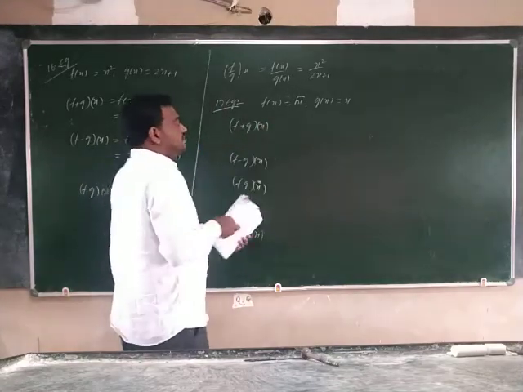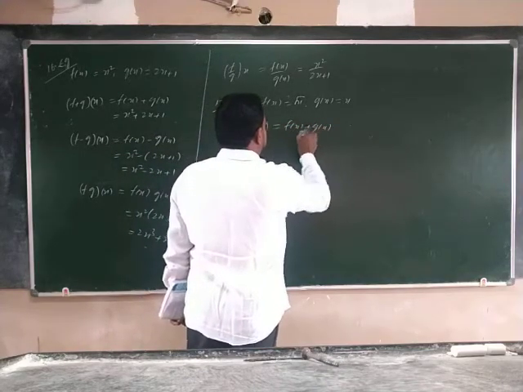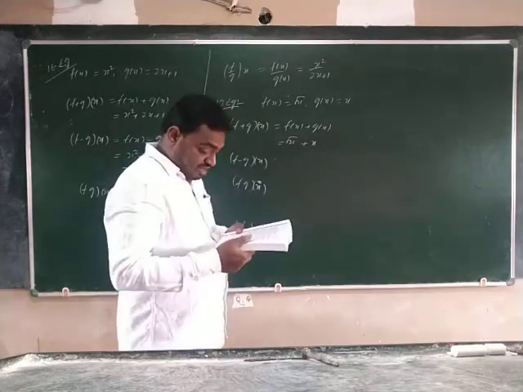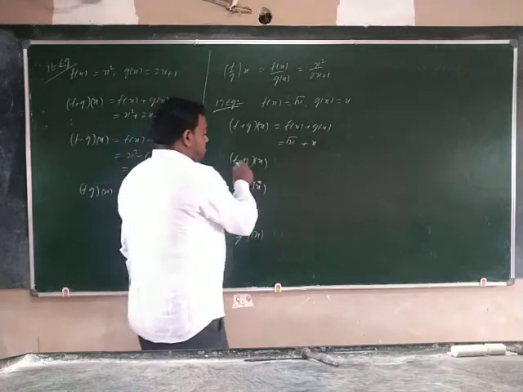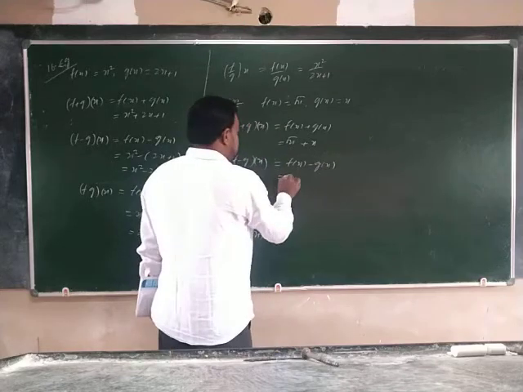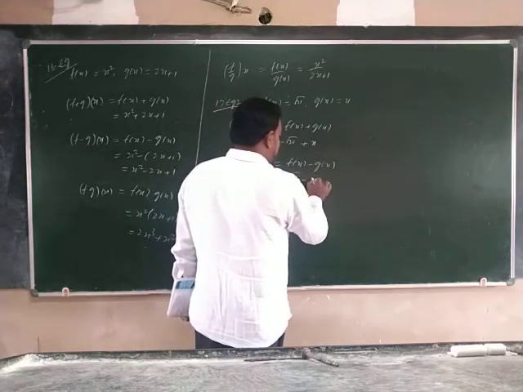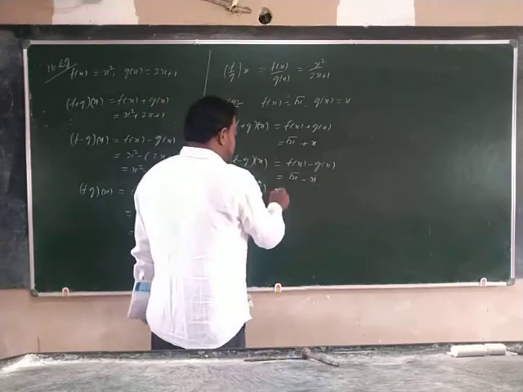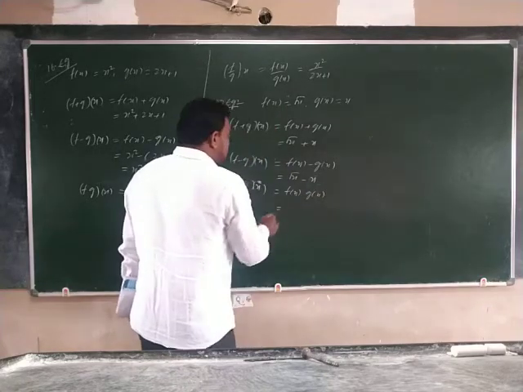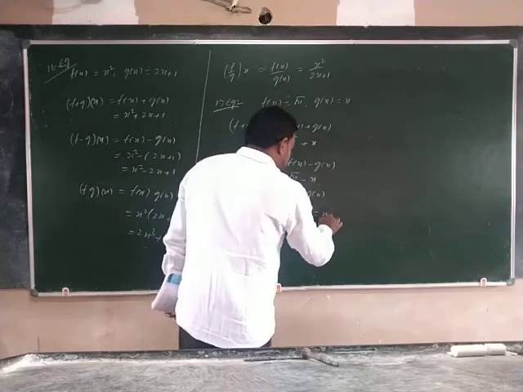First one, f plus g of x is equal to f of x plus g of x. What is the f of x? Root x. What is the g of x? x. This is the f plus g of x. Next, f minus g of x, nothing but f of x minus g of x. f of x is root x, g of x is x. So root x minus x. Then f into g of x is equal to f of x into g of x. What is the f of x? Root x. What is the g of x? x.